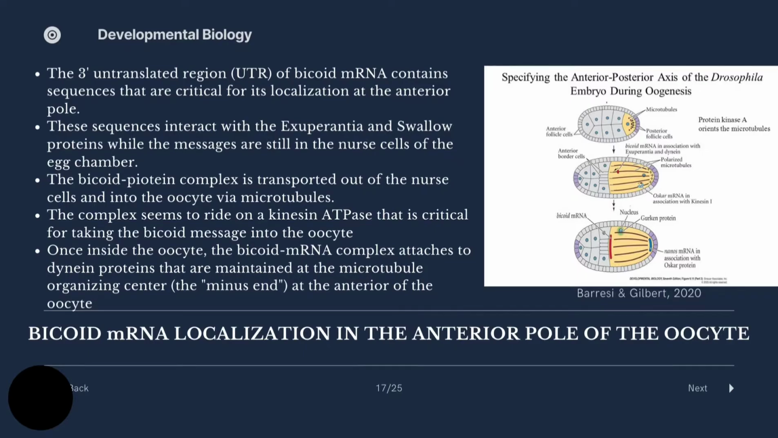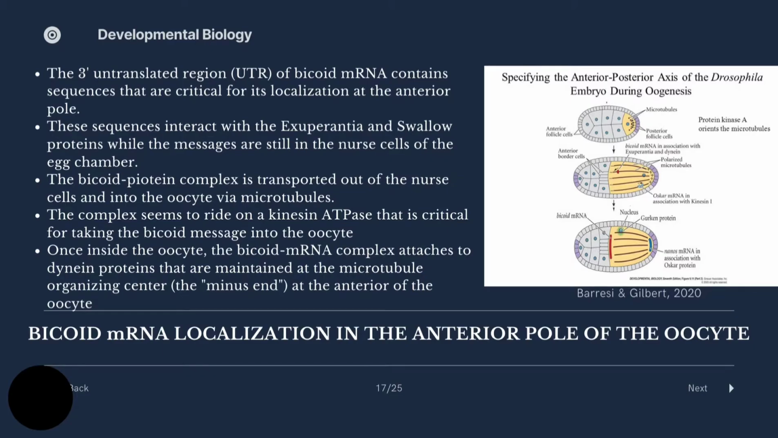Next is the localization of the bicoid mRNA at the anterior pole of the oocyte. The 3' untranslated region, that is the UTR region of the bicoid mRNA, contains certain specific sequences which are critical for its localization at the anterior pole.